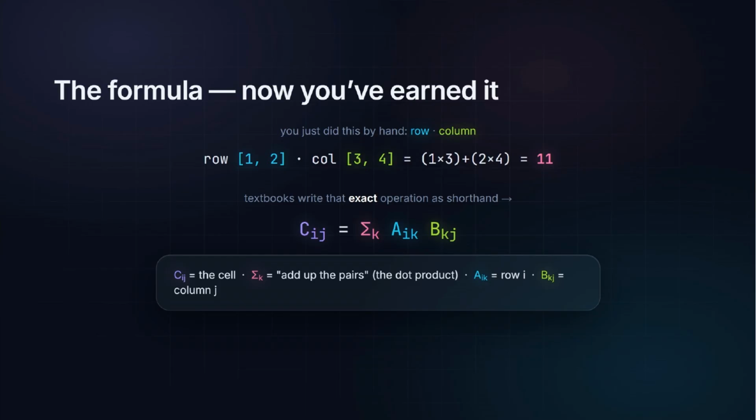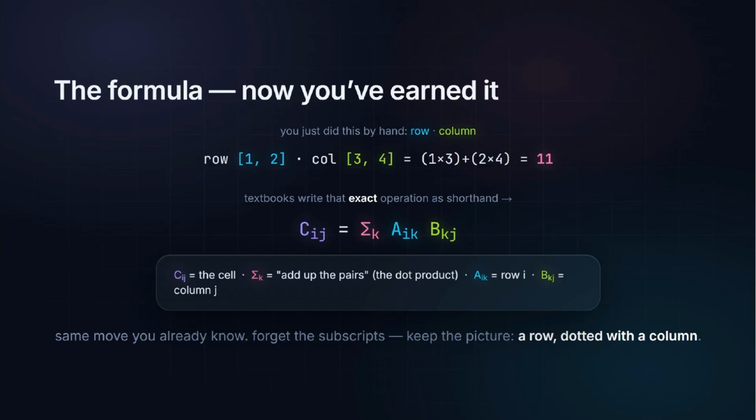Aik is row i. Bkj is column j. That's the whole thing. Same move you already know. So forget the subscripts. Keep the picture, a row dotted with a column.